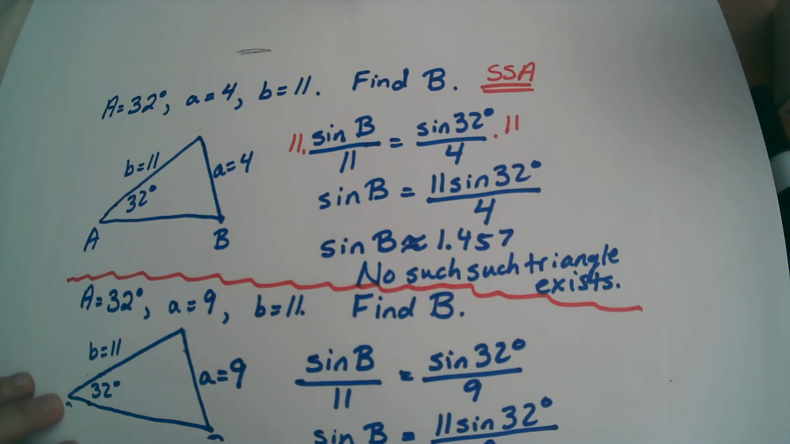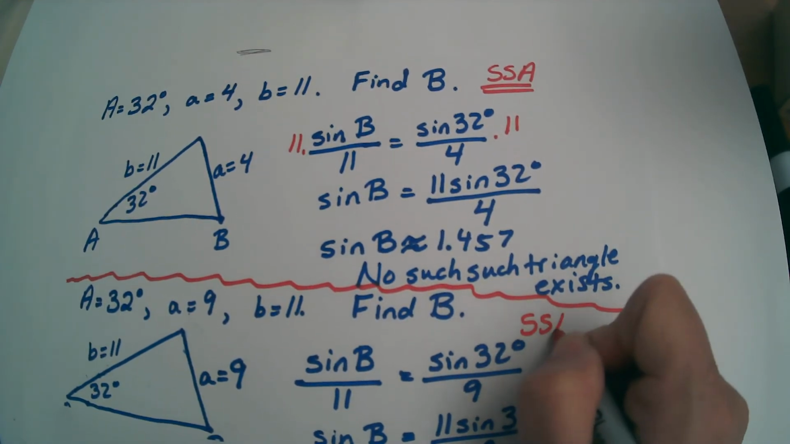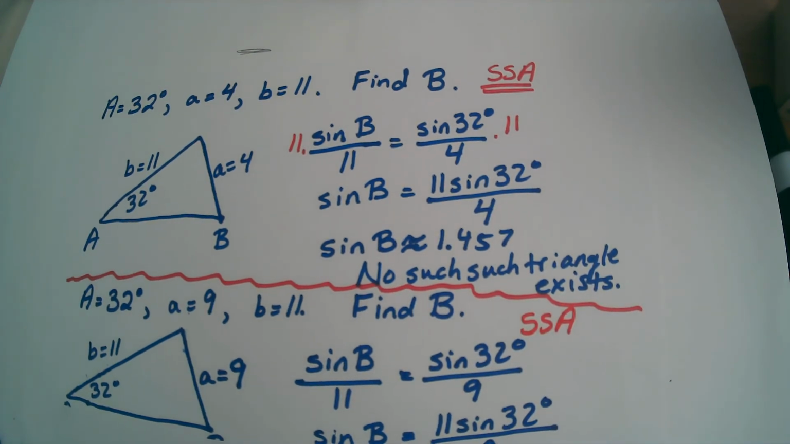And my picture doesn't look very lovely. But this is the 140 degree angle here, where this would be side 9 and this would be side 11. So there are two triangles that have angle A equaling 32 degrees, side A equaling 9, and side B equaling 11. And again, this occurred when we had the side-side angle scenario. So anytime this is the information you're given, consider the possibility that you have the ambiguous case.